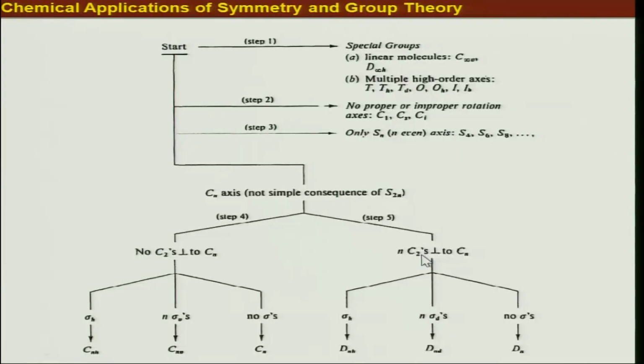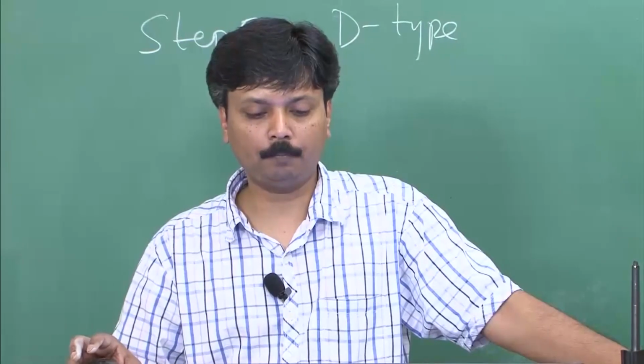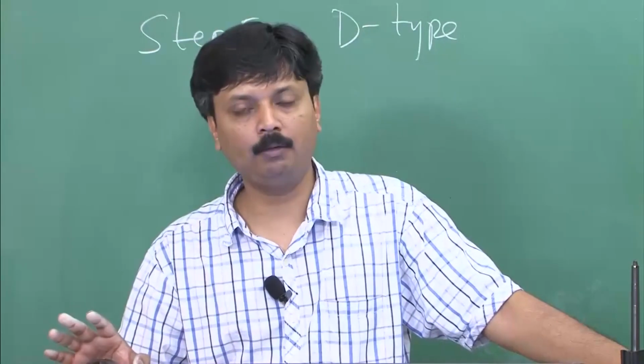So now similar to this C type, we ask the same questions to these again. Is there any sigma H? If the answer is yes, DnH is the point group. If the answer is no, the next question is whether there are sigma Ds. If the answer is yes, then I have DnD. And if there is no sigma, then I have a Dn point group. Okay, so now you notice one thing here, we call it DnD. So this is the overall procedure to find out the point group of any given molecular structure.